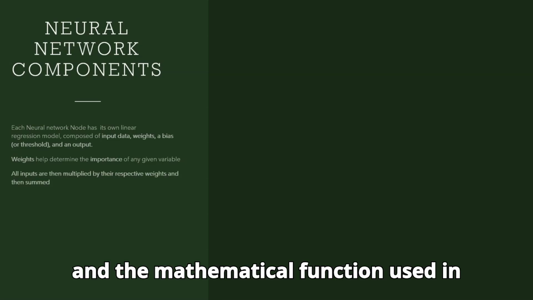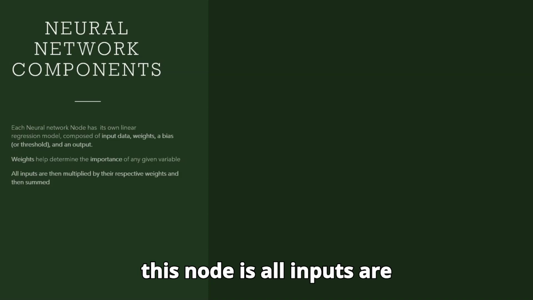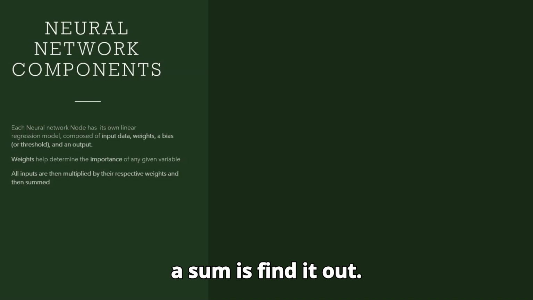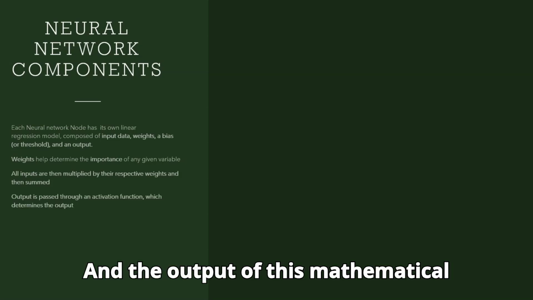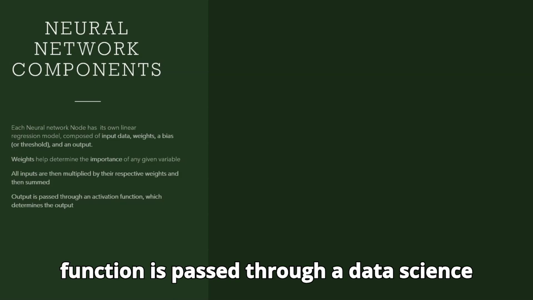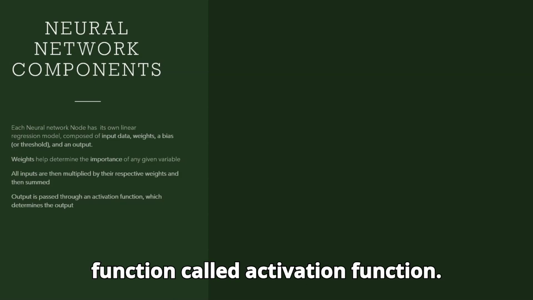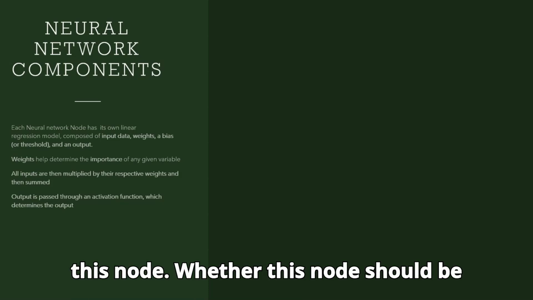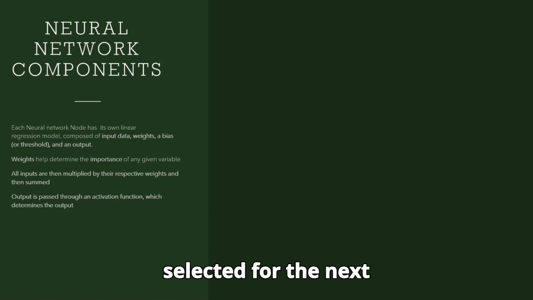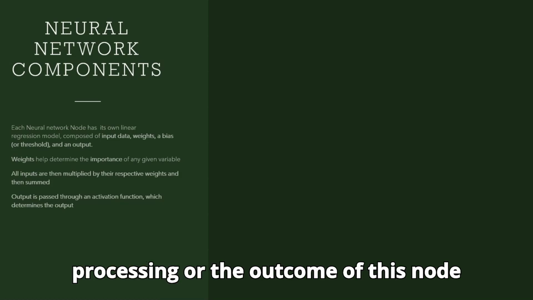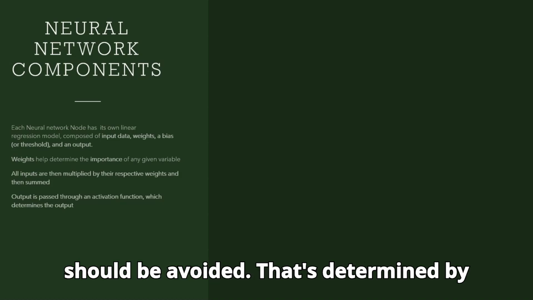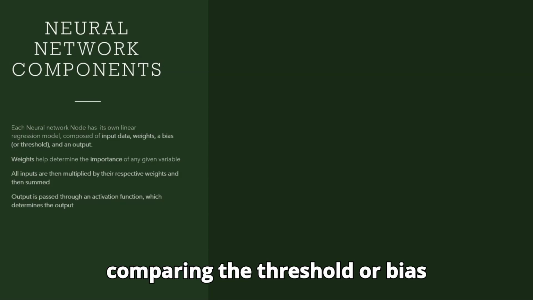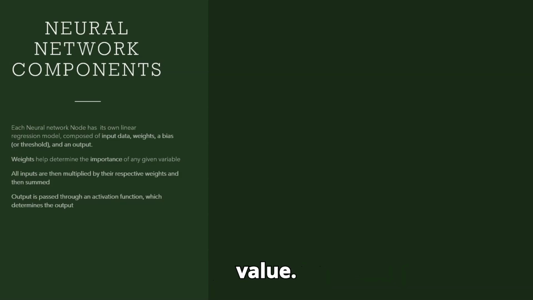The mathematical function used in this node multiplies all inputs by their weights and then finds the sum. The output of this function is passed through a data science function called the activation function, which determines the outcome of this node, whether it should be selected for the next processing or avoided.